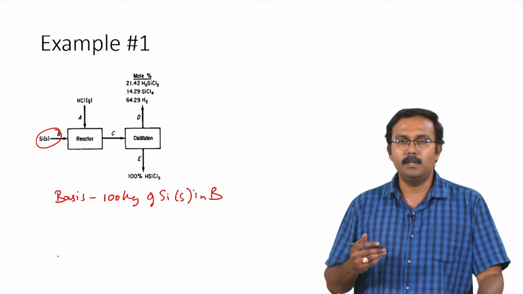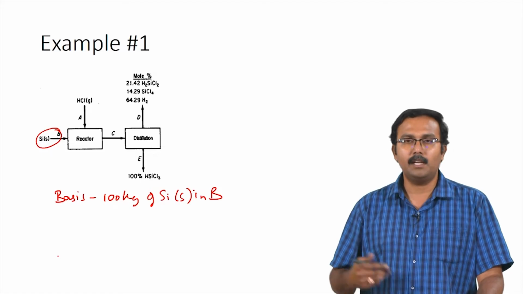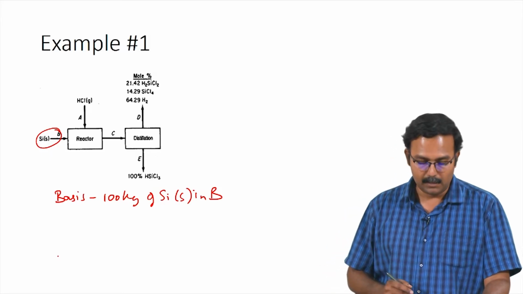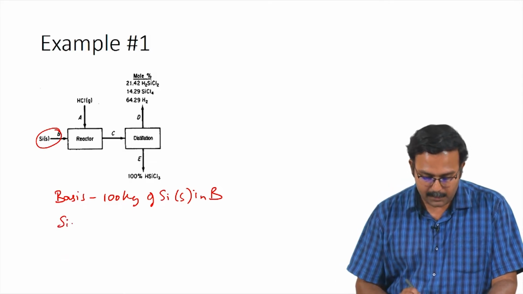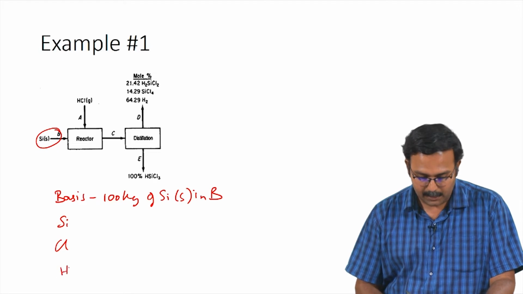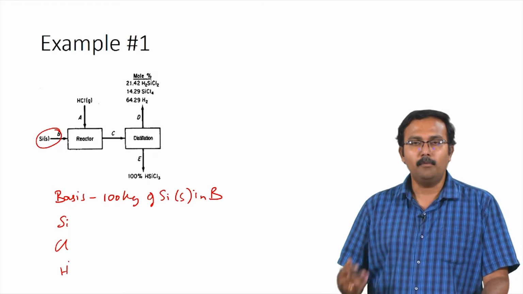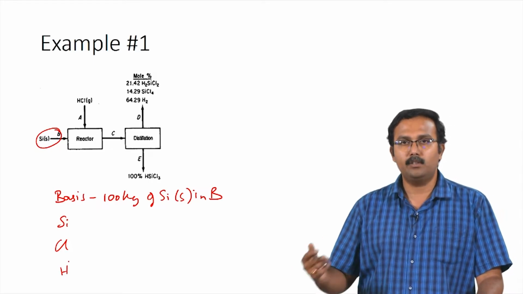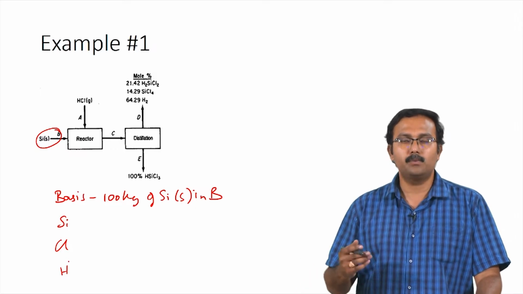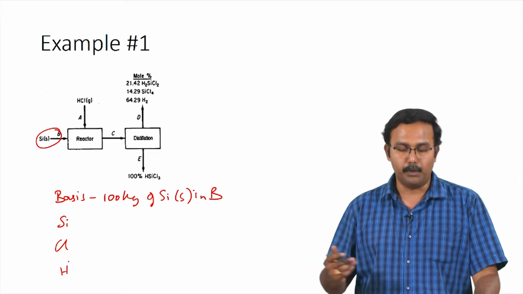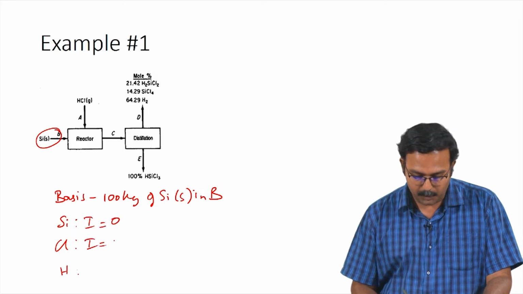So for doing this, we could either write component balances or we can write atomic balances. So here I have chosen to write atomic balances instead of molecular species balances. So what atomic balances can we write? So for this system we can write silicon balance, chlorine balance and hydrogen balance. As we have mentioned earlier, for atomic balances you do not have a generation or consumption term, and accumulation would be 0 at steady state. So all these equations will be simplified to input equals output. So all these three would be input equals output only.